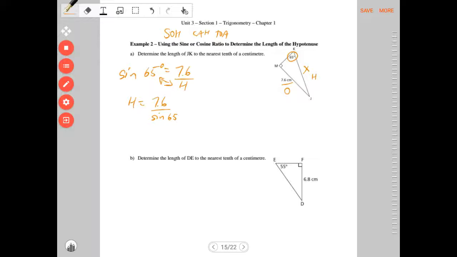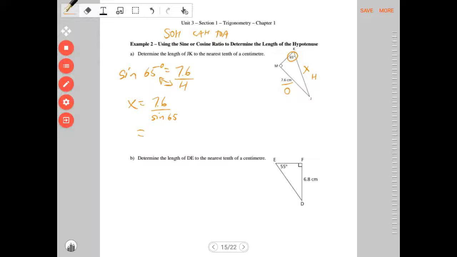The hypotenuse has to be the biggest side, so it has to be bigger than 7.6, at least in this case. So anyways, I called that x, which of course is JK. Either way, we go 7.6 divided by sine 65. So let's just type that in really quick. 7.6 divided by sine 65.